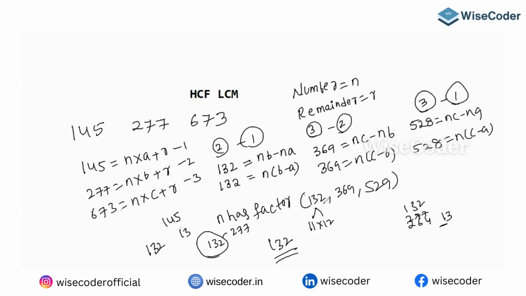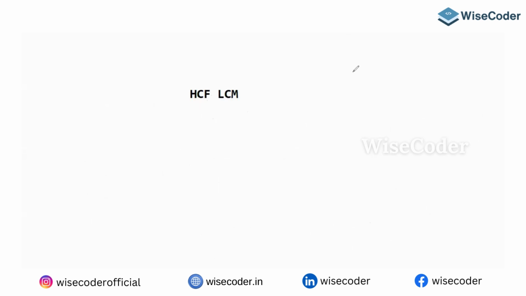So the largest three-digit number, 132, is going to divide 145, 277, 673 and will give a remainder of 13. So in each case, that is giving a remainder of 13. That's how we can try to get the answer.